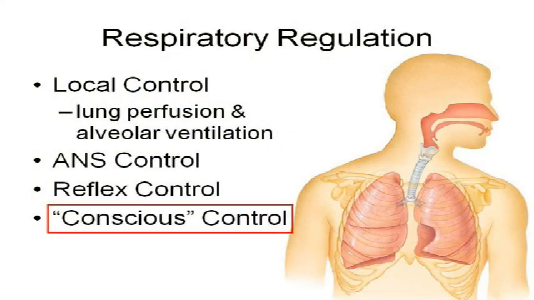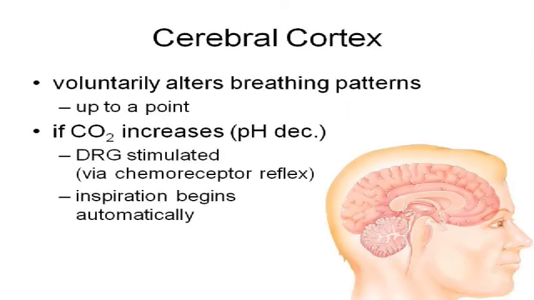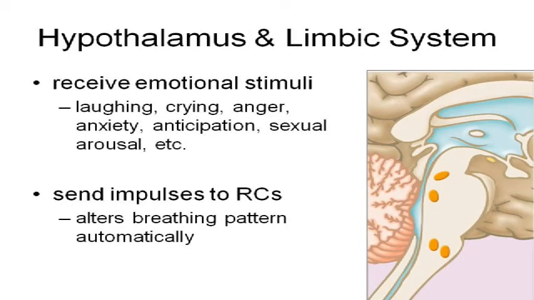And then conscious control. You've got all this information, the cerebral cortex, the emotional part of your brain, the hypothalamus. All of this stuff is sending signals into the pons and the medulla, controlling basically the pneumotaxic, apneustic, and the DRG and the BRG. And so we do have some ability to control breathing. And again, like I said, up to a certain point, if you hold your breath, you will eventually pass out and start breathing again. And of course, emotions control breathing.